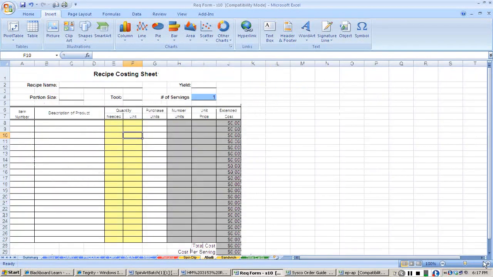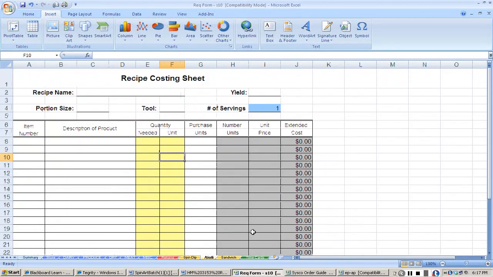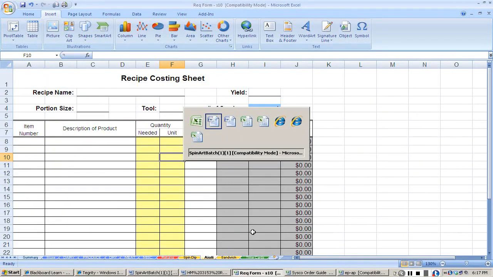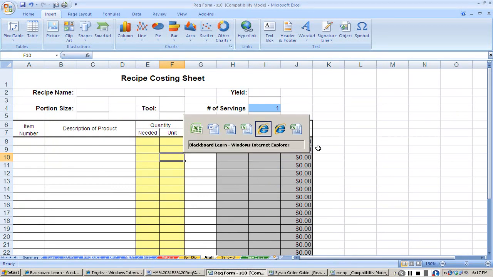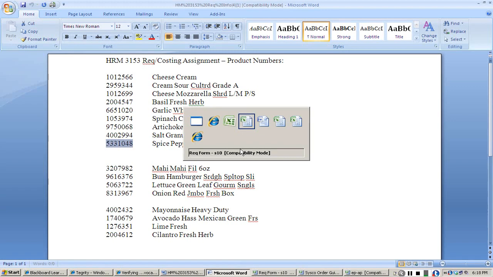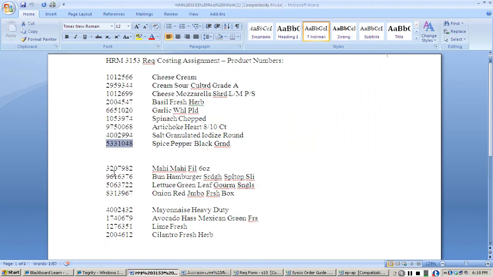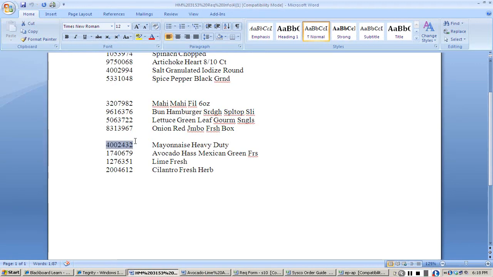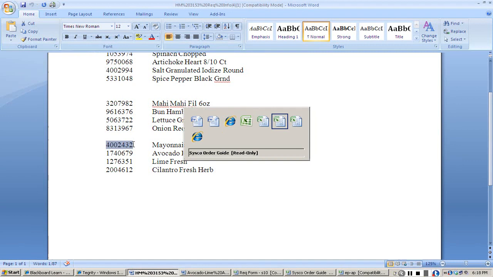Next up, we'll go to the aioli. So we're done with the spinach dip. Blackboard, we'll do the avocado lime aioli. And open this. The avocado lime aioli. Got the mayonnaise. Go into our order guide.